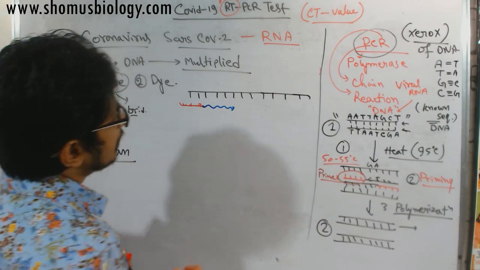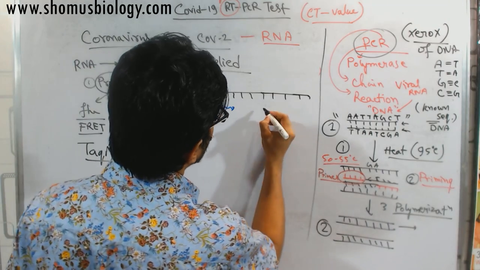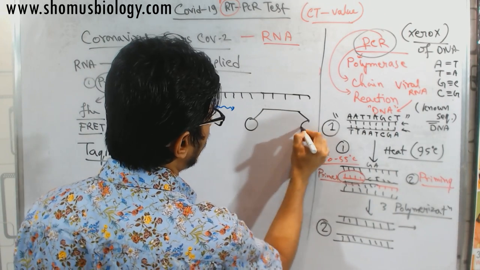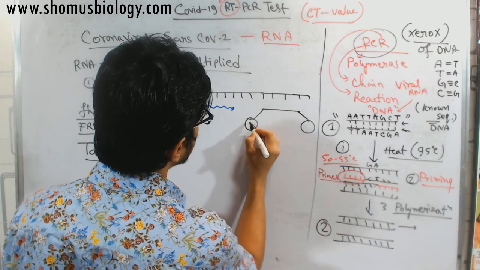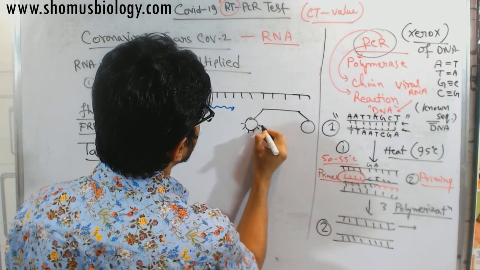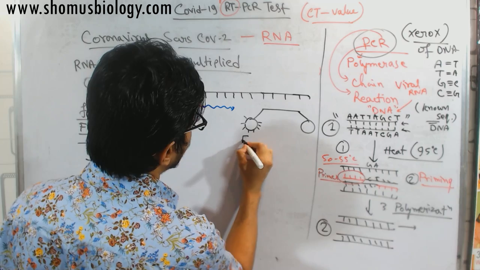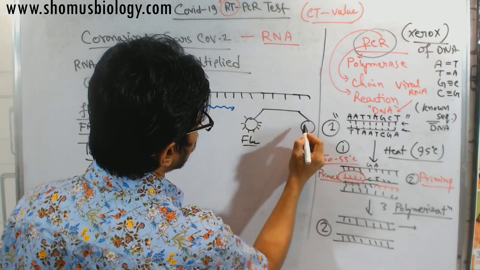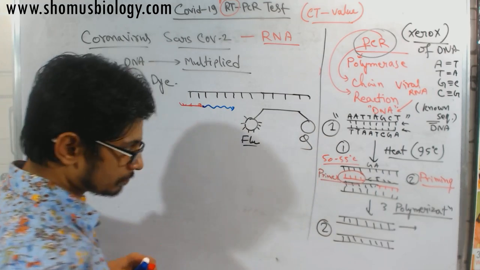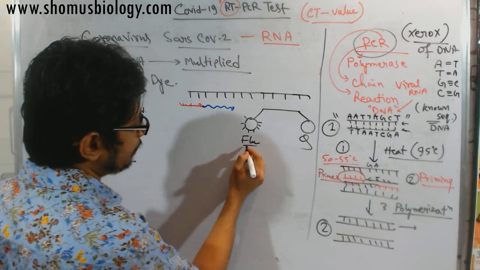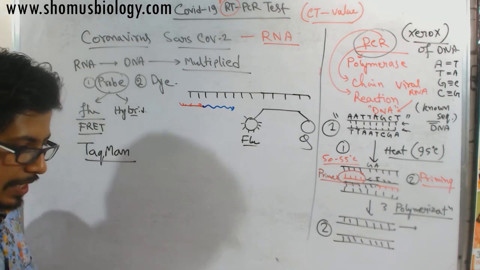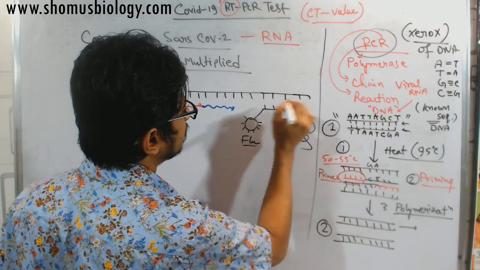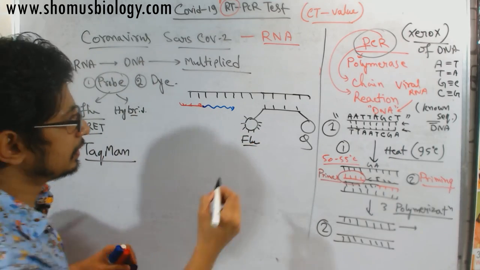Now the TaqMan probe contains two components. I'll be going a little technical, not much. One is known as the fluorescence indicator or fluorophore. Another one is the quencher. So I'll tag the fluorophore as F and the quencher as Q. This is known as a probe. The probe also has these bases so that it can pair with the target DNA. This is the TaqMan probe.